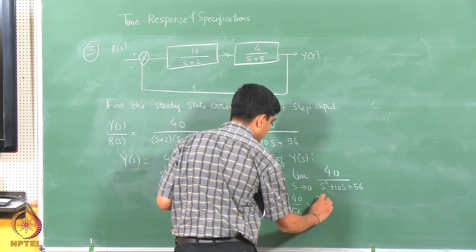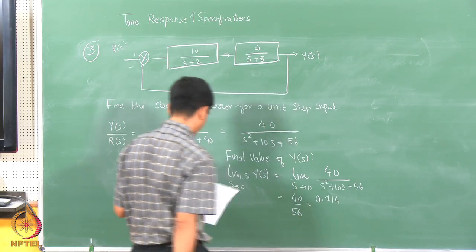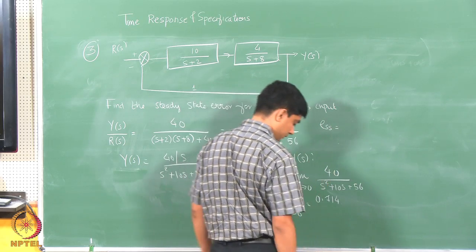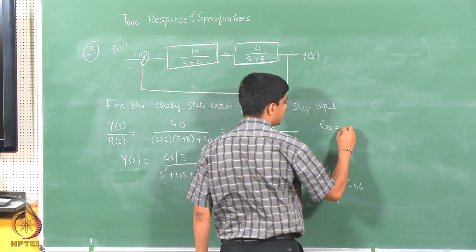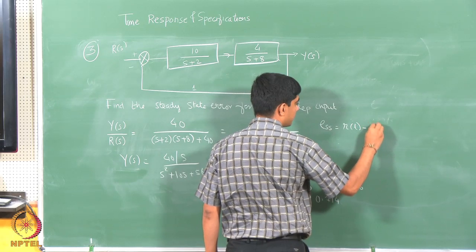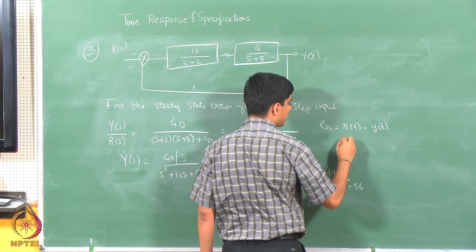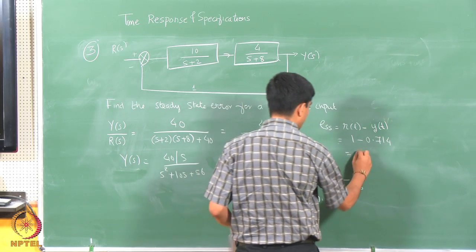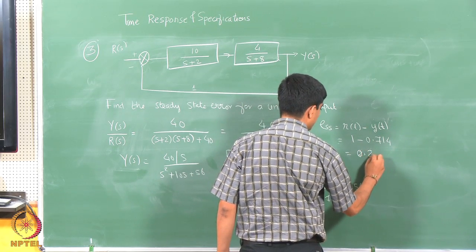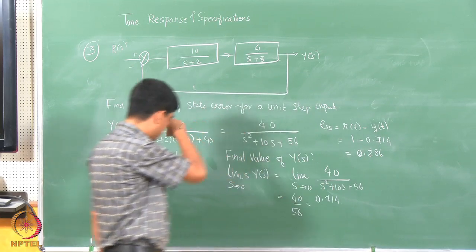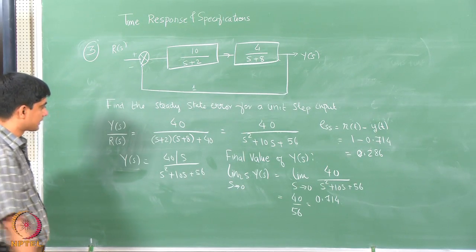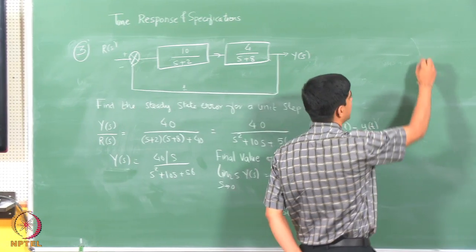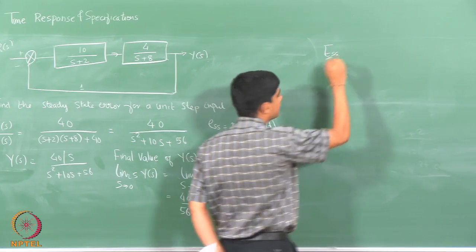which is 0.714. Okay. And the steady state error is the actual reference r of t minus the actual output. So, there is 1 minus 0.714, which is 0.286. Okay. But this is a slightly longer process, and now I know directly how to calculate the steady state error given the type of the system, right.